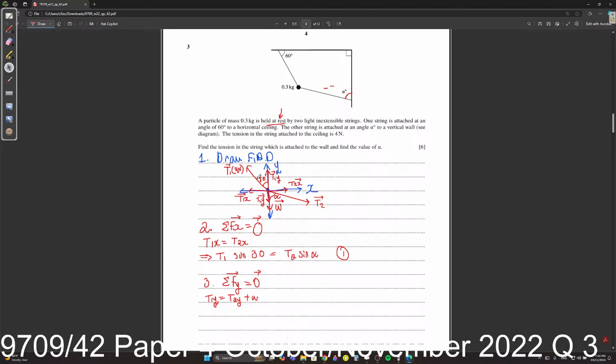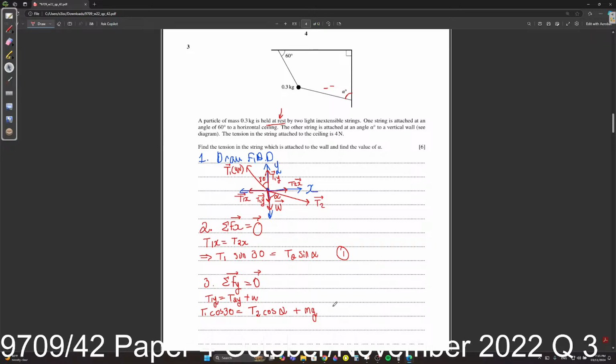T1y, what's it equal to? T1 cosine 30, right? Because for T1y, we have the angle with the vertical, so we're using cosine for the y and sine for the x. It is equal to T2y. So what's T2y equal to? It's equal to T2 cosine alpha. Why cosine again? Because the angle's with the vertical, right? T2 cosine alpha plus W. What's W equal to? Let's just call it mg.